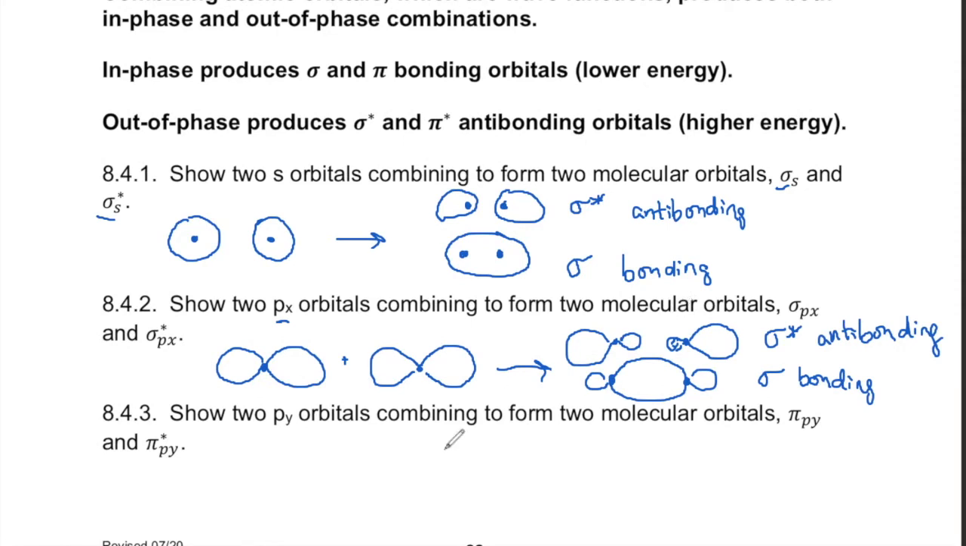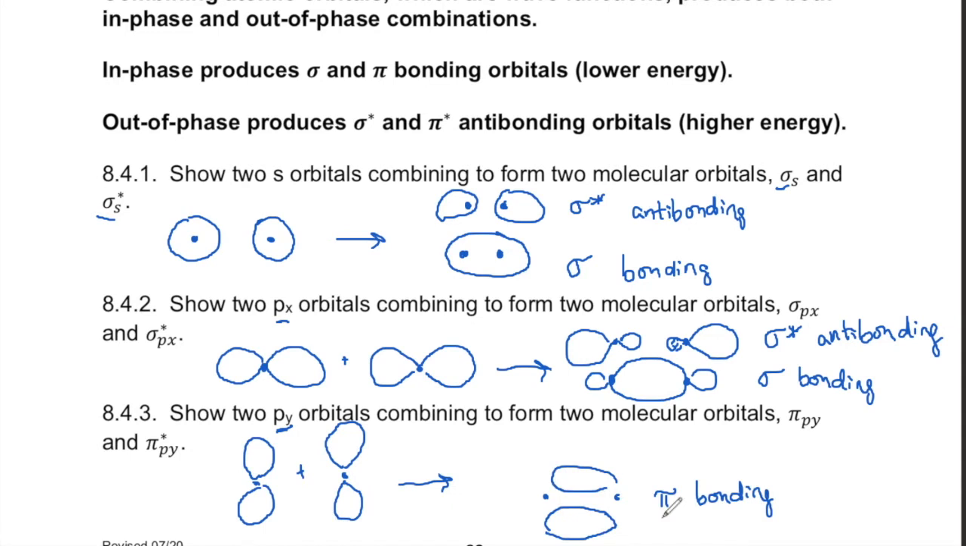Let's see if we can fit the other one on the page too. So here are the py orbitals. They are the ones that have the lobes going along the y-axis instead of the x-axis. So if we take two atoms that are going to overlap those orbitals, we get a bonding orbital where the overlap is pretty extensive, but it is above and below the line that goes between the nuclei. So that's what makes it a pi bonding.